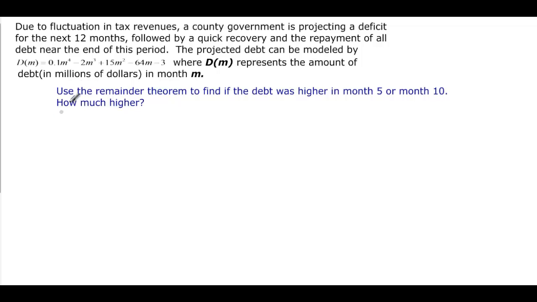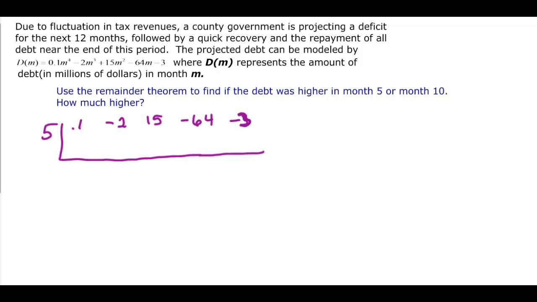Well, remember, if we do the remainder theorem, it tells us that if we do our synthetic division here, whatever we get down here will be what the deficit actually was. Remember, P of 5, the outcome, is what we would get. So we have 0.1 and negative 2 and 15 and negative 64 and negative 3. So let's bring it down. 0.1, and then 0.1 times 5 would be 0.5.